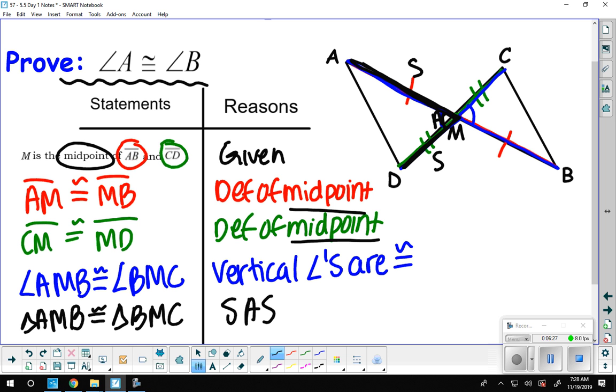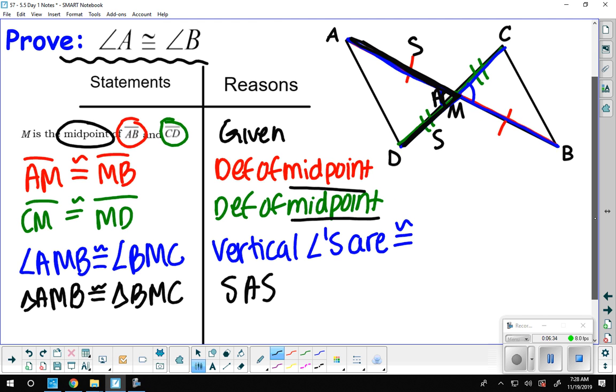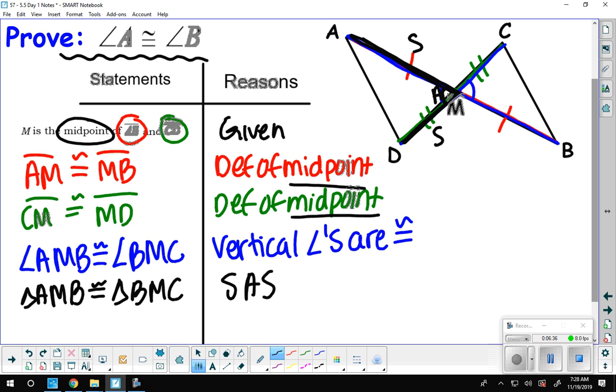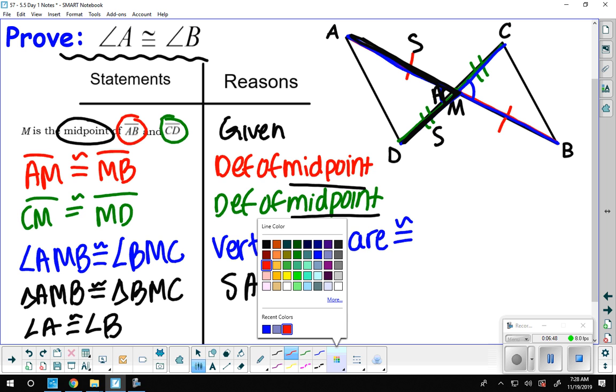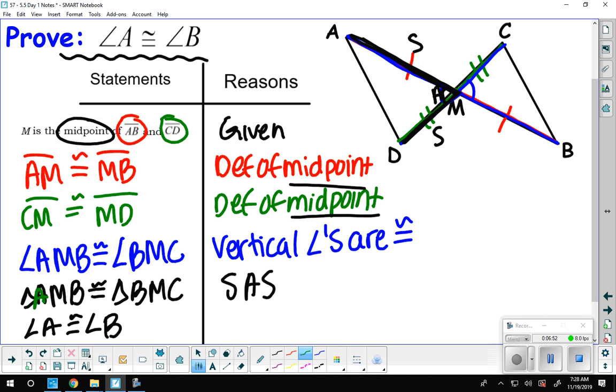So that's why, even when we write vertical angles, we want to keep corresponding parts matched up, because it will help us write our congruency statement as well. Now my last step is that I'm trying to prove that angle A is congruent to angle B. How do I know this? Because I just proved that the triangles were congruent. So I now know that these corresponding parts, A and B, are congruent. A and B are corresponding to each other.